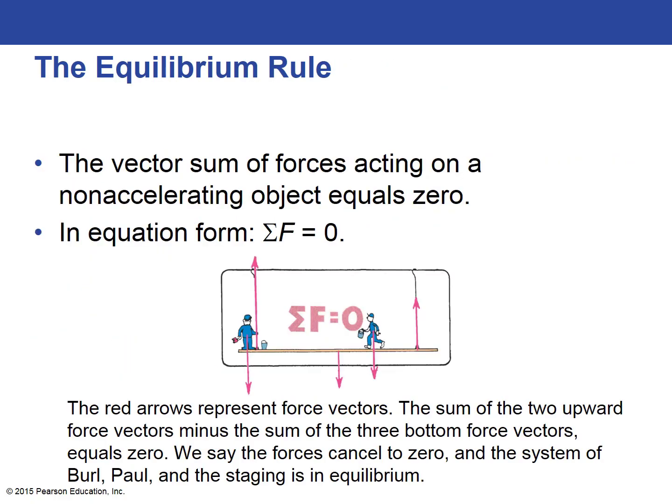In this slide, an equilibrium rule can be shown as applied to an example where two painters are standing on the platform that supports them by two ropes attached at each end of the platform. And the point to note here when looking at this example is that there are five forces in play here.